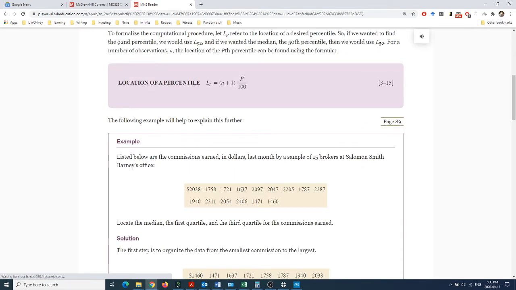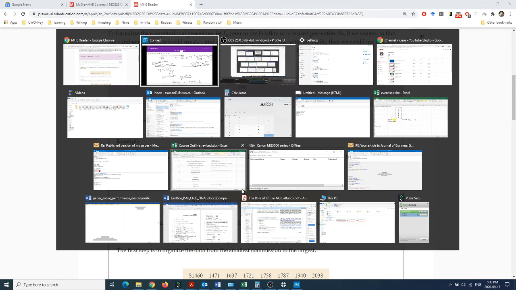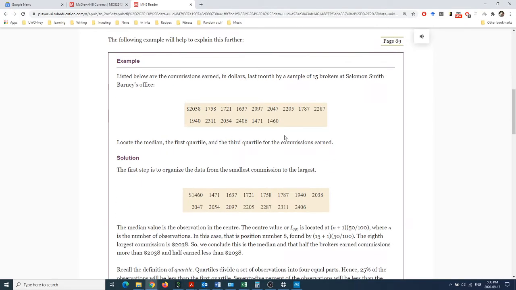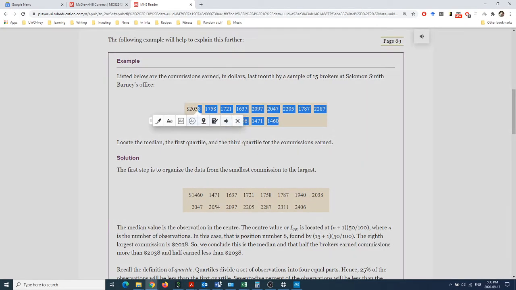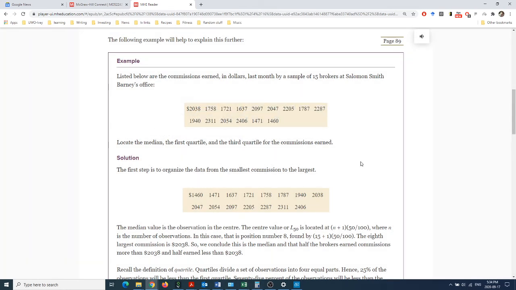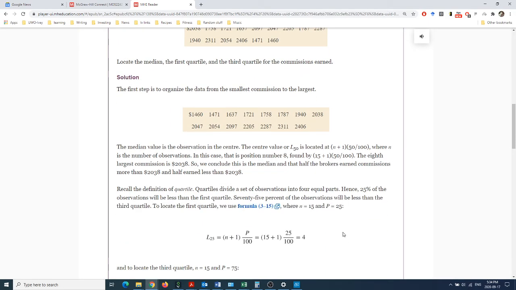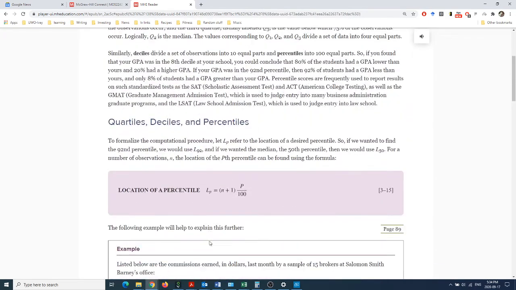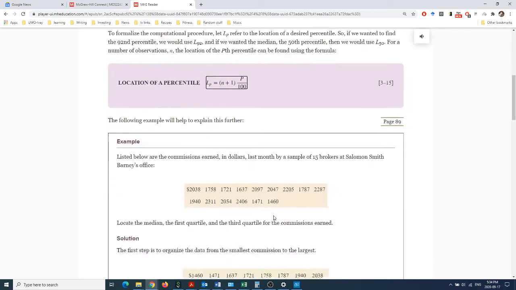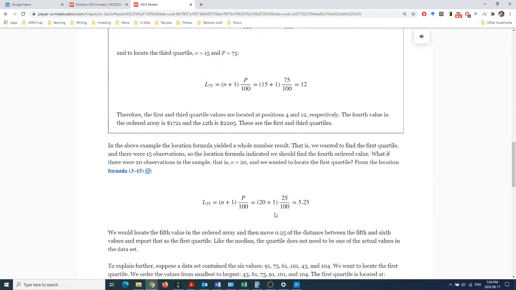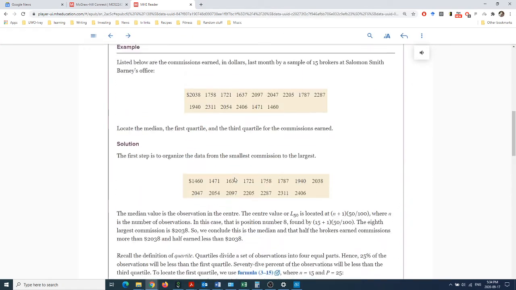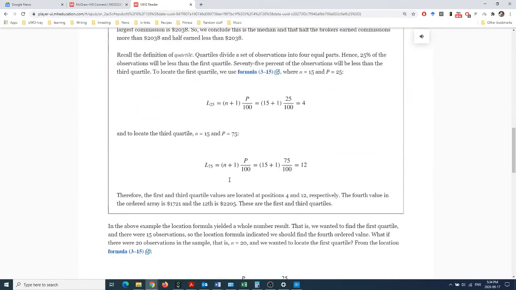So to give you another example, your textbook has some examples with a bunch of commissions. The easiest way to do this is to arrange them in ascending order, so lowest commission to the highest commission. And remember, when P is 50, that's the 50th percentile. That's the same as your median. Okay, so when P is 50, that's the same as your median.